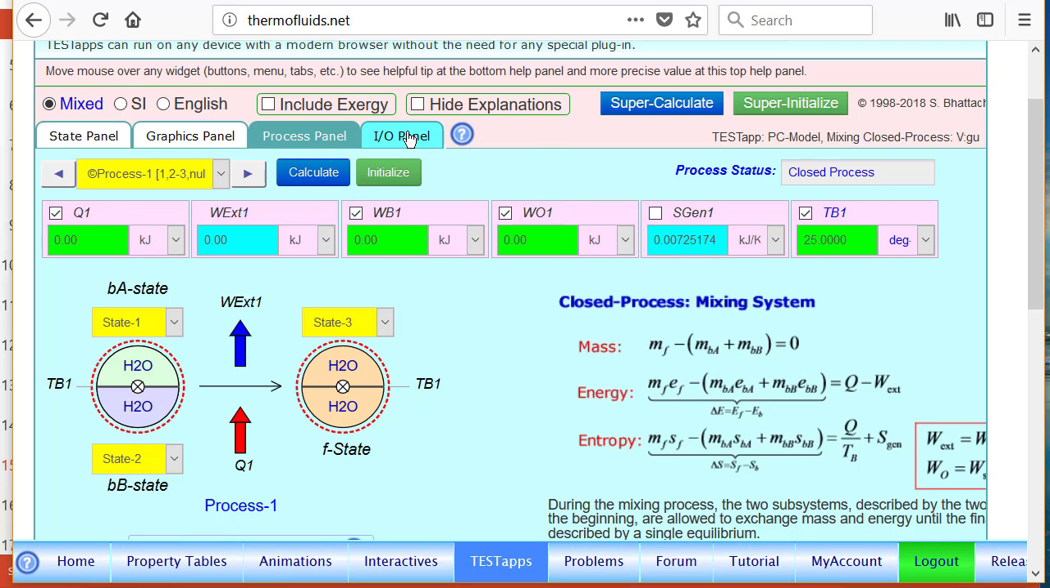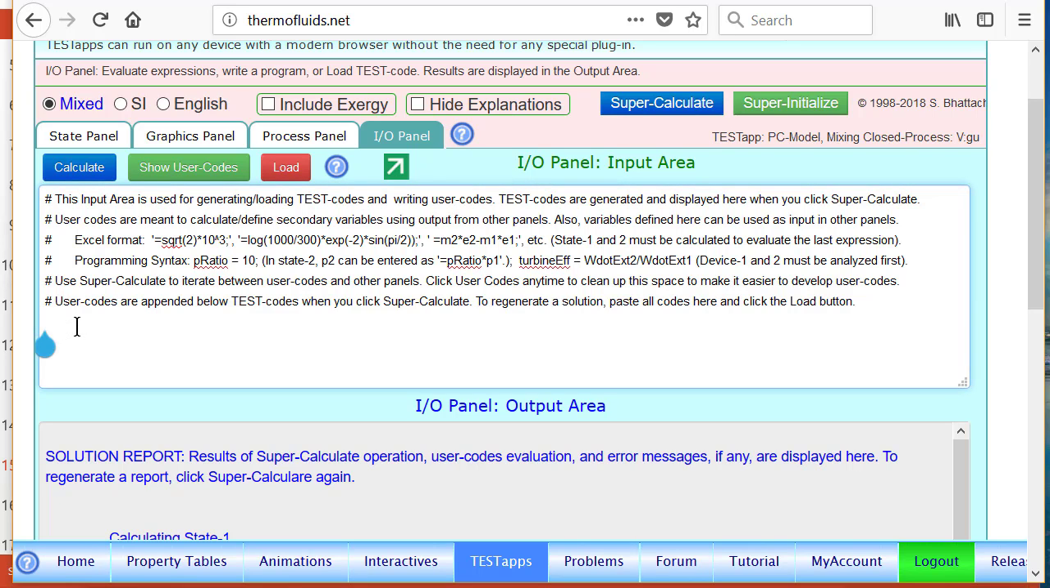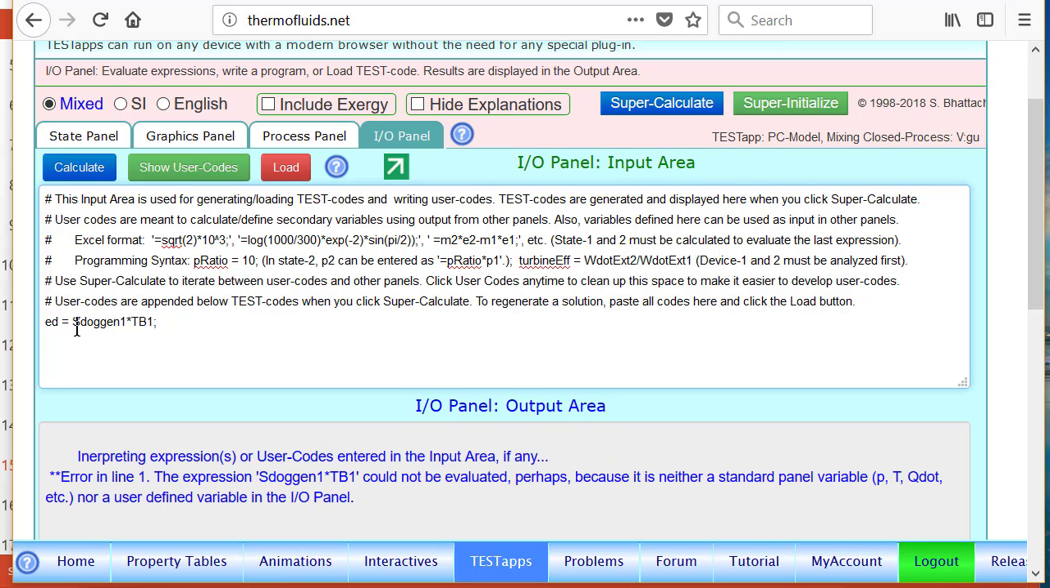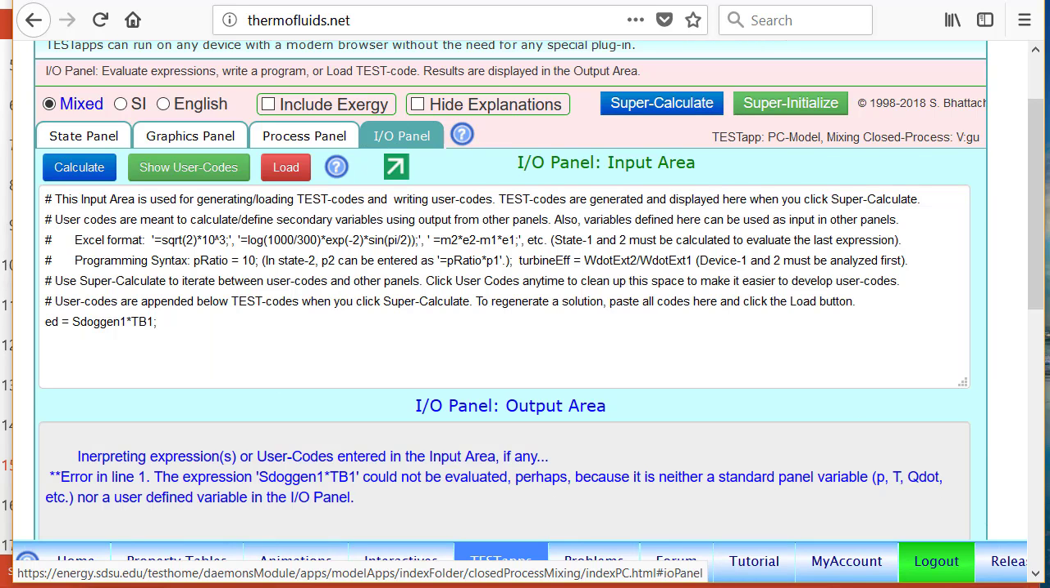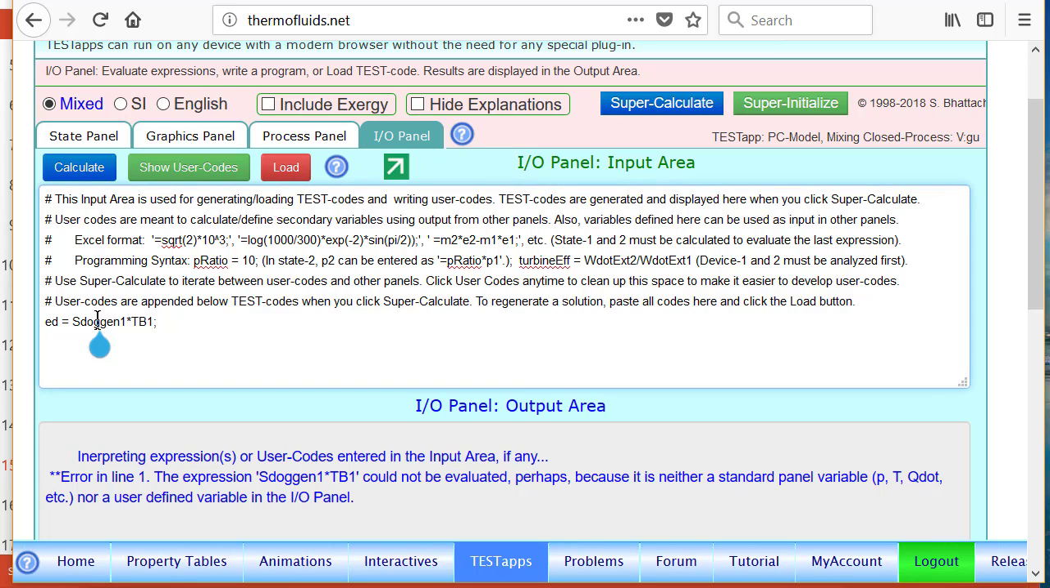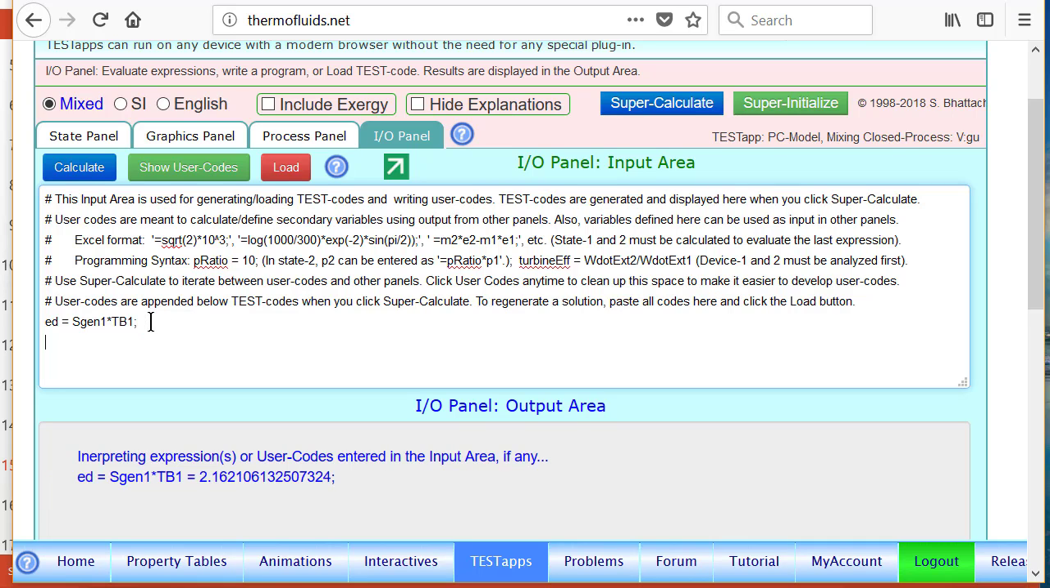So the entropy generation is known. Therefore, exergy destroyed can be calculated. Exergy destroyed equals S gen 1 times TB. Oops, I must have mistaken it. It's not S dot gen, I'm sorry. The variable is S gen 1 and TB, and that should give us the amount of exergy destroyed to be, in SI units, 2.16 kilojoules.